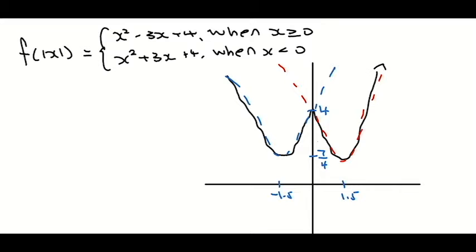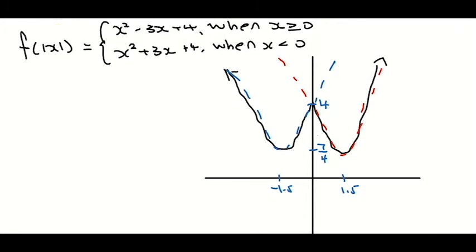The same applies to the negative case as well. When the domain of the function is restricted from negative infinity to 0, we calculate the turning point and the y-intercept the same way, giving us (0, 4) and (negative 1.5, 1.75).